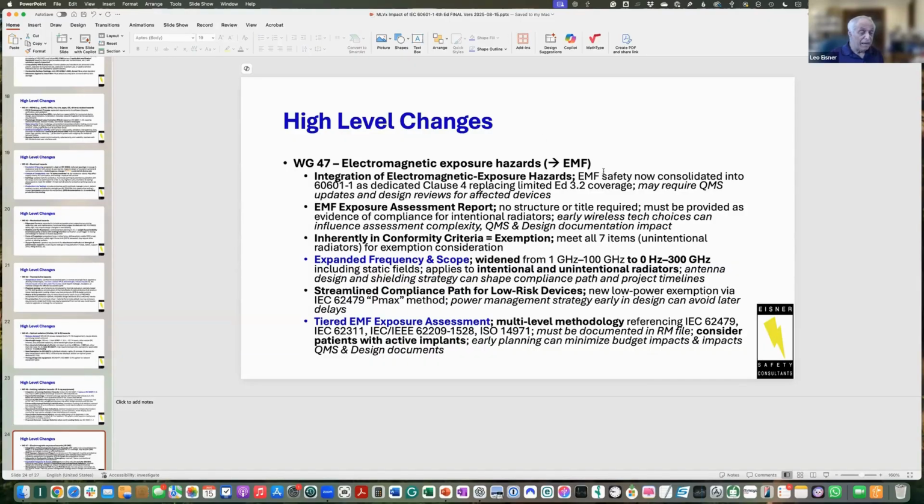EMF, electromagnetic fields. It's expanded the frequency and scope of the section to 0 hertz to 300 gigahertz. So it's expanding it significantly, to include unintentional radiators and intentional radiators. And in this section, I think they did a really good job of doing a very tiered assessment process. And the structure of the assessment report is there's no specific structure.